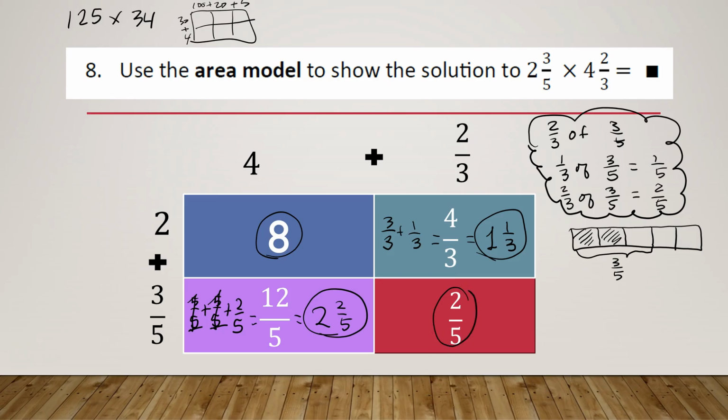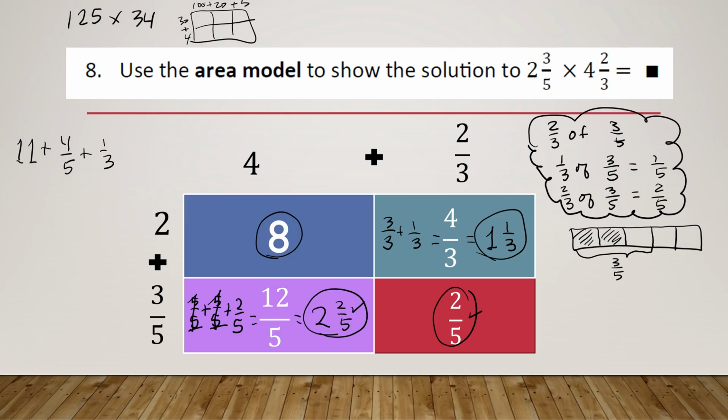Okay, so that would be 8. And 2 is 10. 10 and 1 is 11. And then I have 2/5 plus 2/5 is 4/5, plus 1/3. Okay, so my next question is, what is 4/5 plus 1/3?